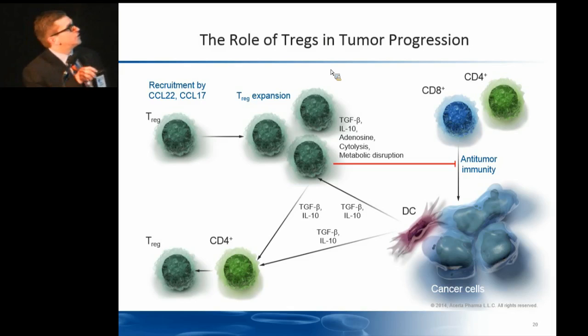So you'll get recruiting of Tregs, but in addition, in the supported microenvironment, you'll get conversion of CD4 cells to CD4, CD25, FOXP3 positive Tregs. So you build up this Treg reservoir, which then gives an immune suppressive environment. So if you can somehow decrease the Tregs, take the brakes off this, and turn the body's immune system towards the cancer, that may be interesting.